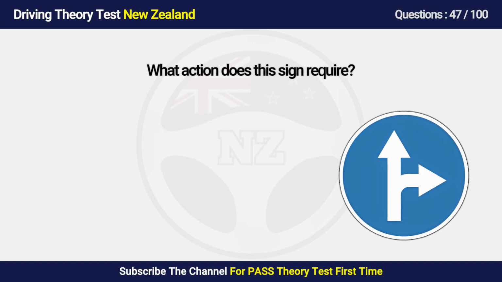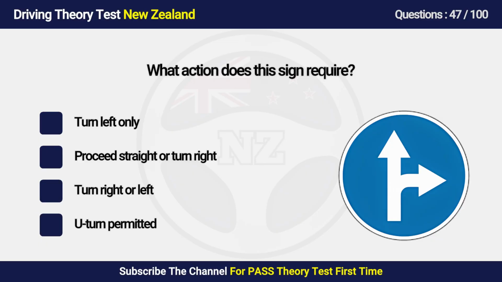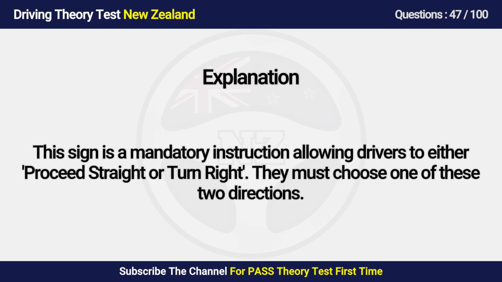Question 47. What action does this sign require? A. Turn left only. B. Proceed straight or turn right. C. Turn right or left. D. U-turn permitted. Answer is B. Proceed straight or turn right. This sign is a mandatory instruction, allowing drivers to either proceed straight or turn right. They must choose one of these two directions.